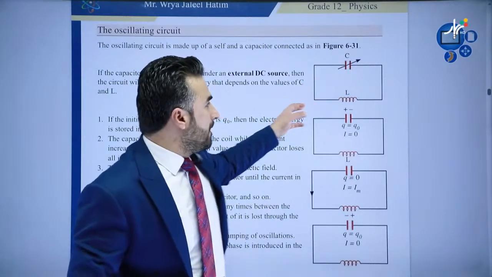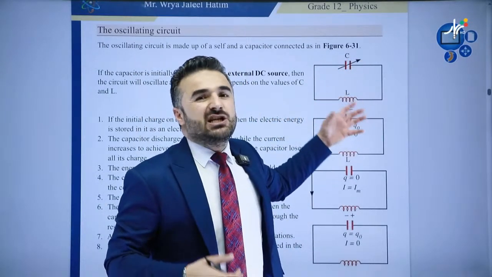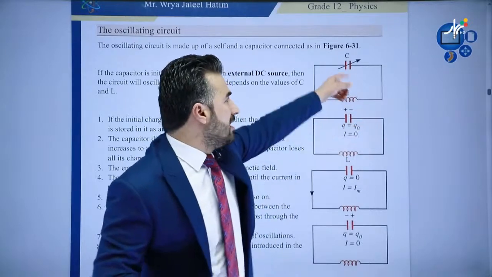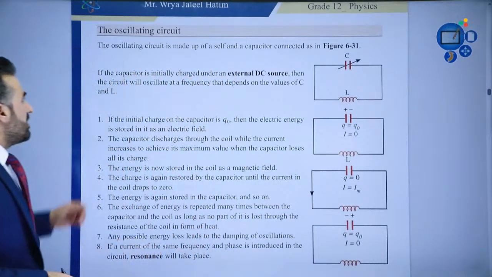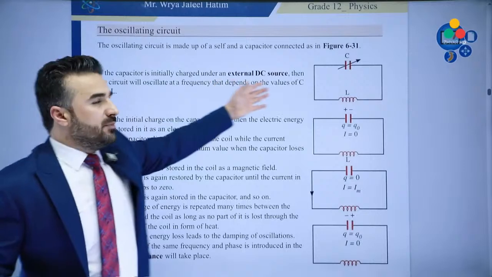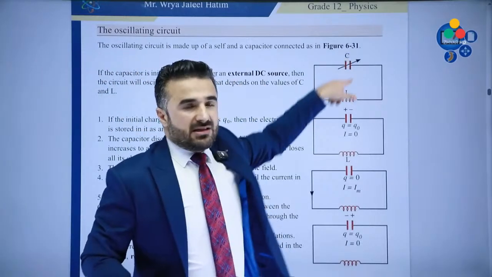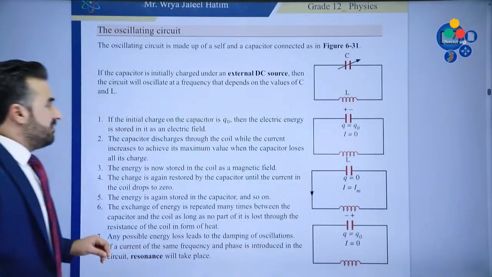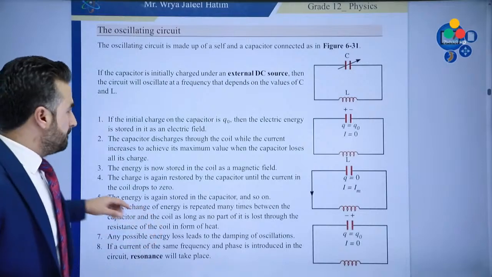Don't forget, we will have to use an external direct current so that we can charge the capacitor. Then the circuit will oscillate at a frequency that depends on the values of both the capacitance C and L, the coil.